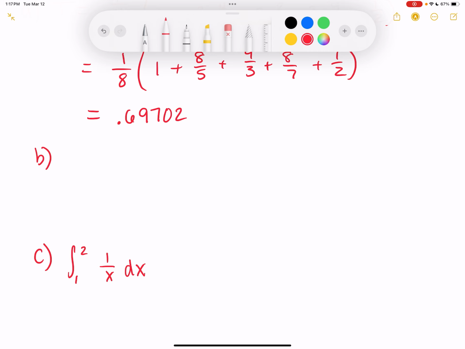Do y'all know what the antiderivative of this is? Yep, ln of x. So ln of x evaluated from 1 to 2. So the ln of 2 minus the ln of 1. What is the ln of 1? 0.